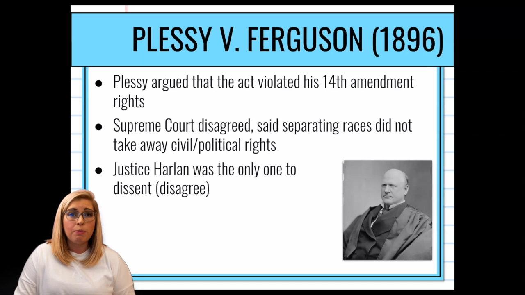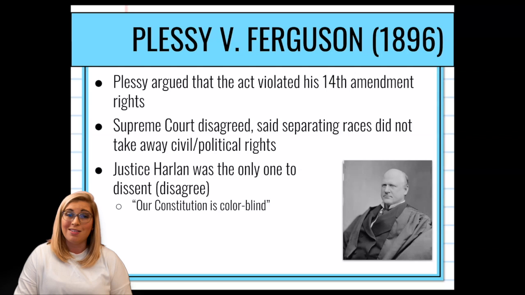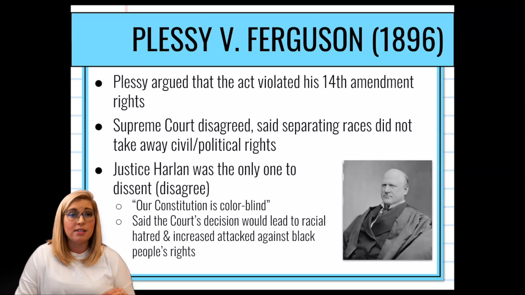There was one Supreme Court justice, pictured here, Justice Harlan, who was the only one to dissent. If you dissent in a Supreme Court decision, that means you disagree. You go against the majority. He said our Constitution is colorblind, so it doesn't see black or white. And he says that the Supreme Court's decision with the Plessy versus Ferguson case would lead to racial hatred and increased attacks against black people's rights. I think he was right.